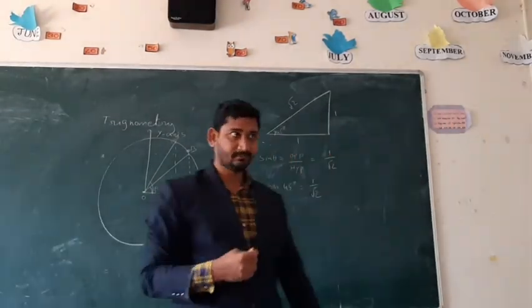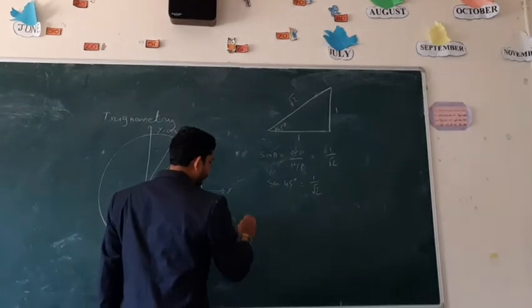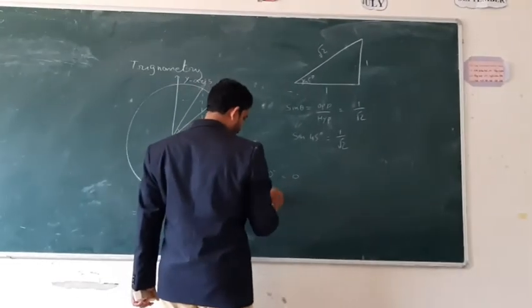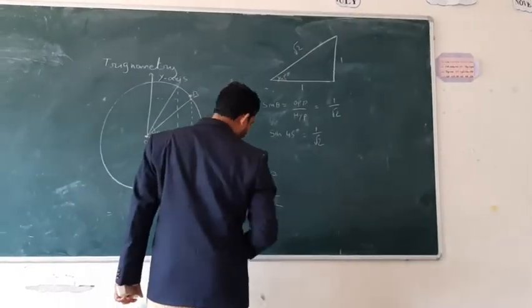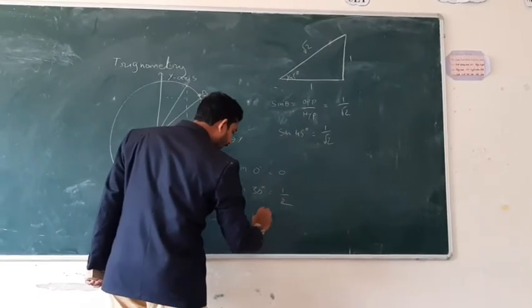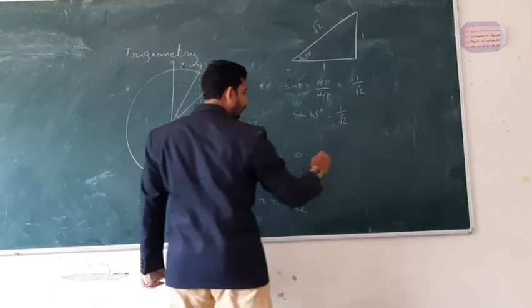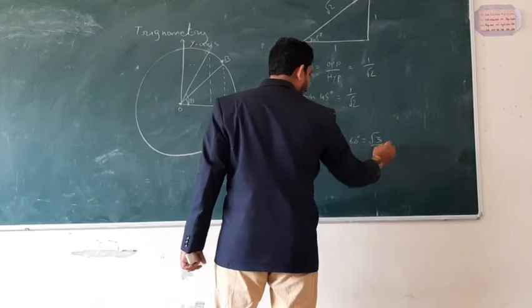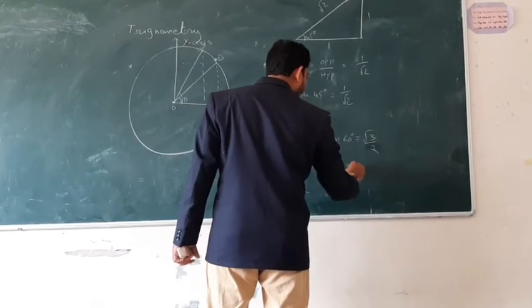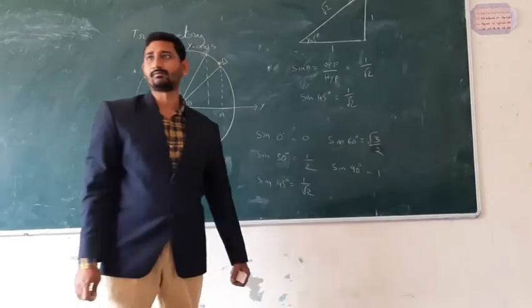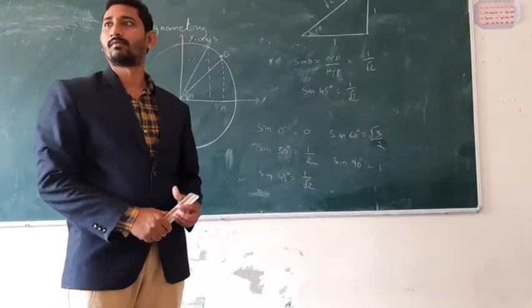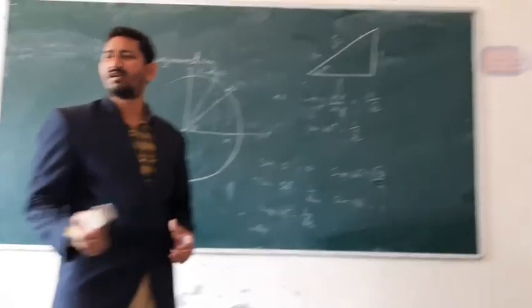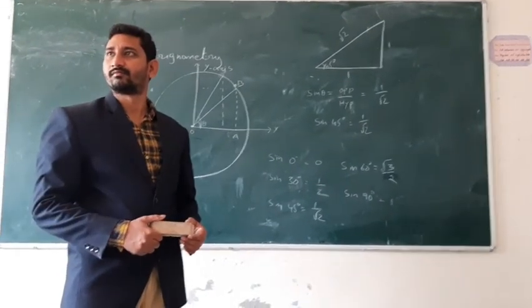Now I will write. Sin 0 is 0. Sin 30 is 1 by 2. Sin 45 is 1 by root 2. Sin 60 is root 3 by 2. Sin 90 is 1.